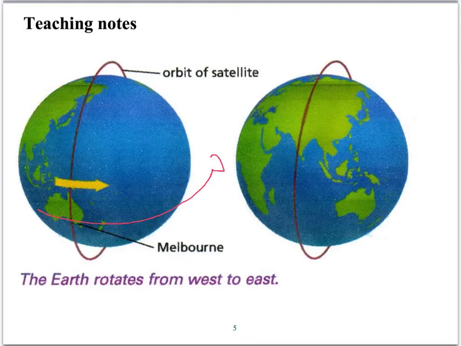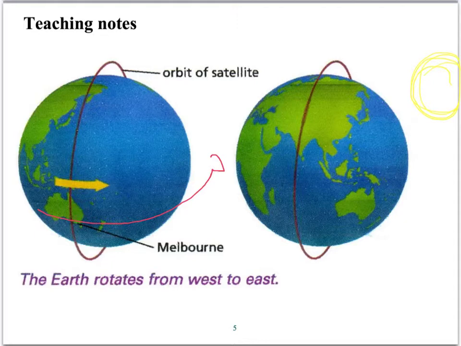When talking about how the Earth spins, always use the term west to east. Use your own practical knowledge. If we are here and the Earth is spinning from west to east, and if we say the sun is over here, then which spot in Australia would first see the sun as it's moving?